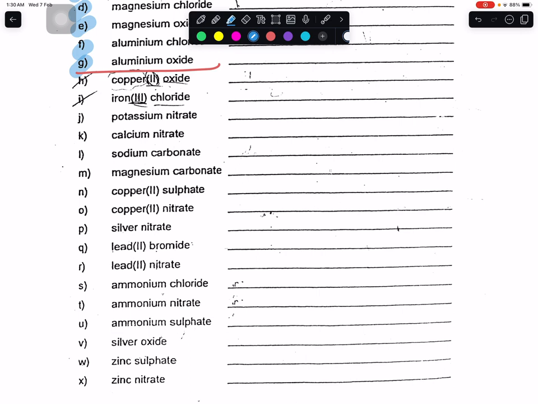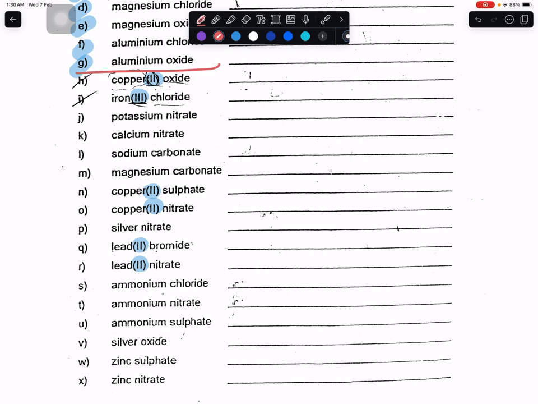Okay, students, now I'm going to show you a couple of things. Do you see all these numbers, all these 2, 3, 2, 2? What do they represent? They actually represent the charge of the specific element here.